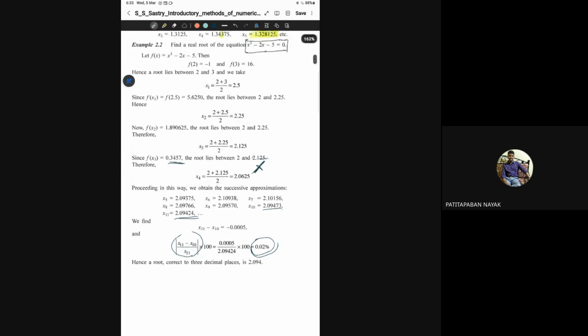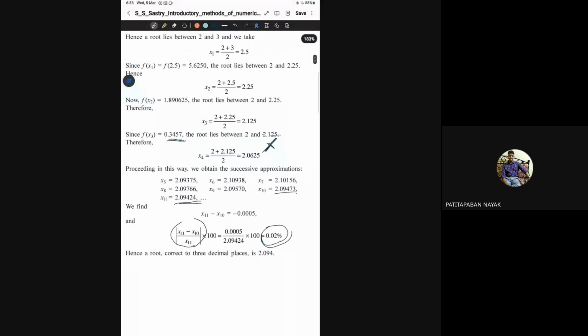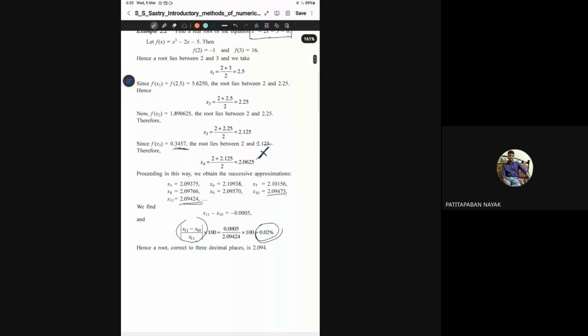Sir, in the exam, will it ask up to which place we have to do? Up to three places? It will tell you what the tolerance limit or the approximation limit is, so up to which decimal place you have to calculate. You're getting my point?